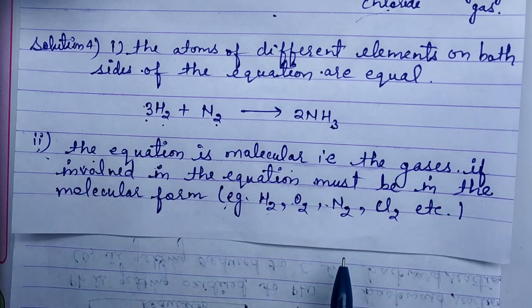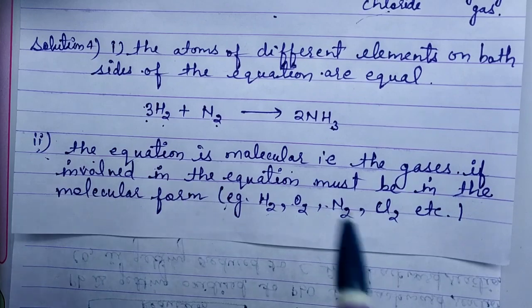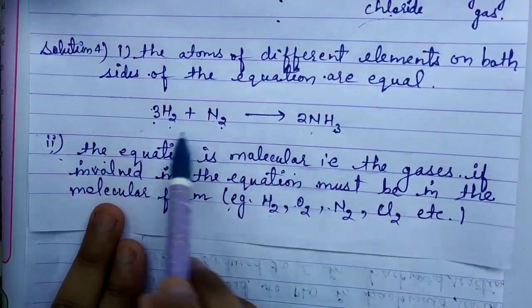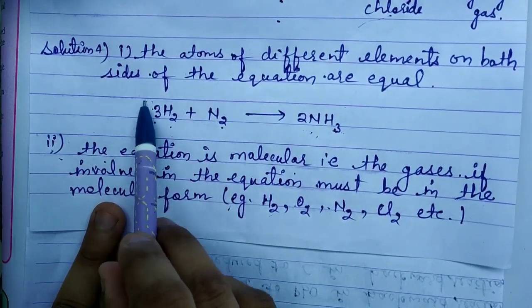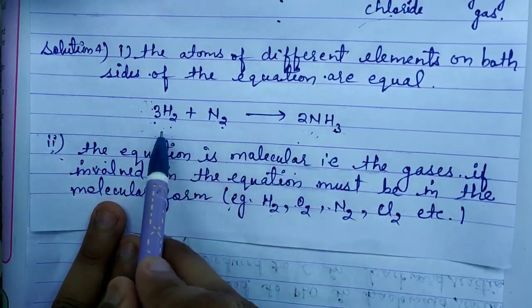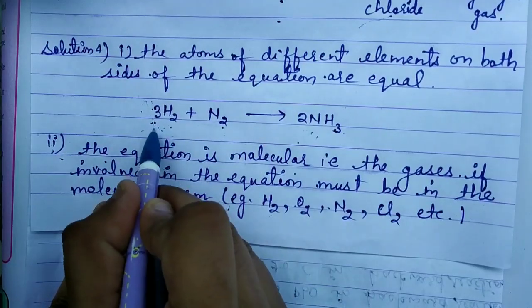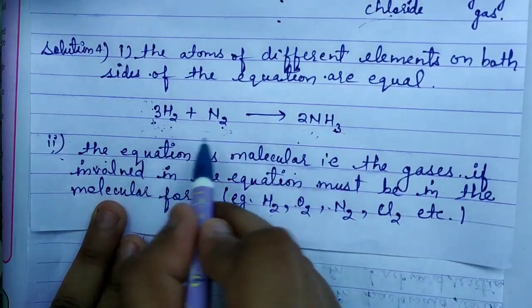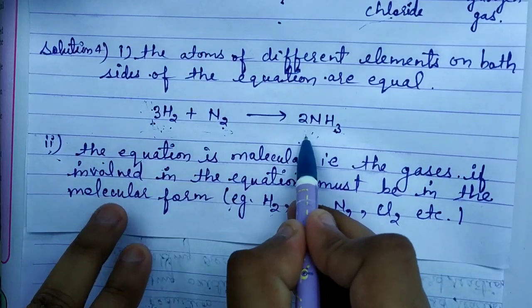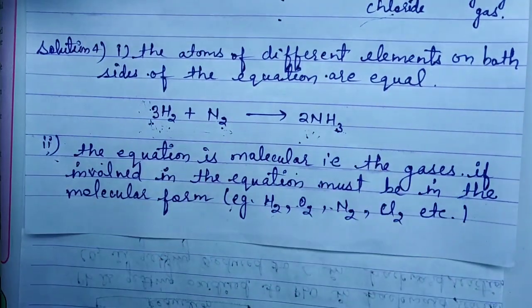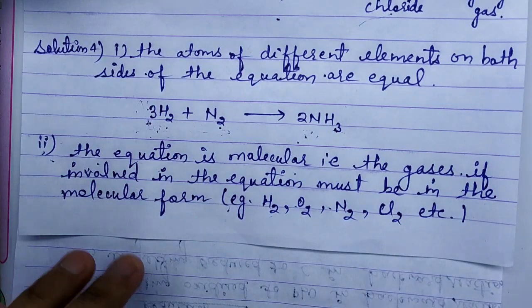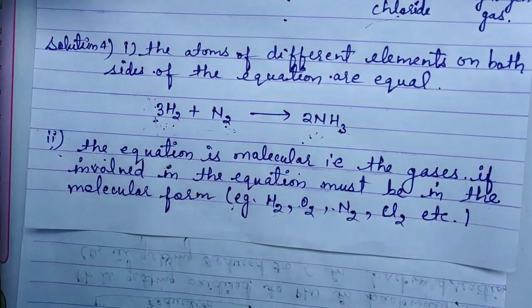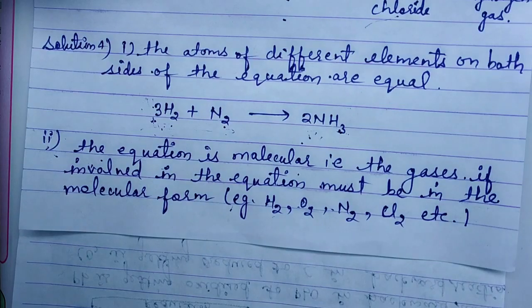लॉ ऑफ कंजर्वेशन ऑफ मास कब हमारा वेरीफाई होगा? यहाँ पर जब दोनों तरफ हमारे नंबर ऑफ एटम इक्वल है, जैसे कि ये यहाँ पर लॉ ऑफ मास कंजर्वेशन को फॉलो कर रही है दिस इक्वेशन, बिकॉज हेयर द टोटल नंबर ऑफ रिएक्टेंट साइड, ठीक है, इज इक्वल टू the total number of elements in product side, okay? So this is the example of question number 4, okay? Now next solution comes.